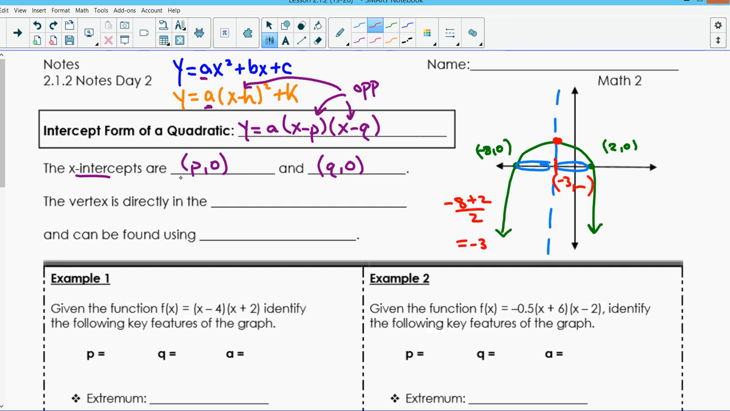The important thing is that the vertex is directly in the middle of those x-intercepts and can be found using the formula x equals, notice I just added those values, so I add my p and my q, and then I divide by 2. Once I know x, I can find y by substituting. So it's pretty similar to standard form, except instead of opposite of b over 2a, it's p plus q divided by 2. So now you have two formulas you have to memorize. We'll go through examples 1 and 2 and use that new formula.